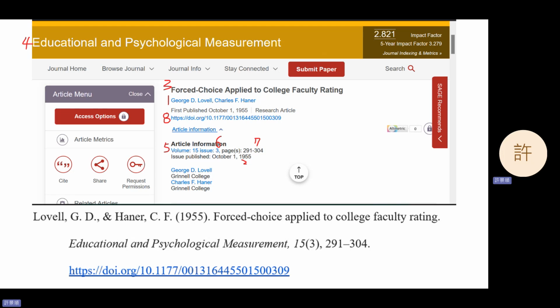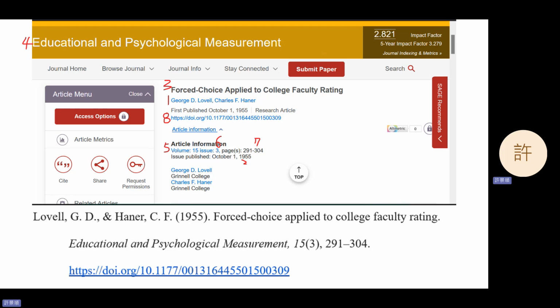Second thing, year, here or here, either one is fine. Parenthesis, year, parenthesis, period. Third thing, title of the essay, capital F. Everything else is lowercase, period, space.